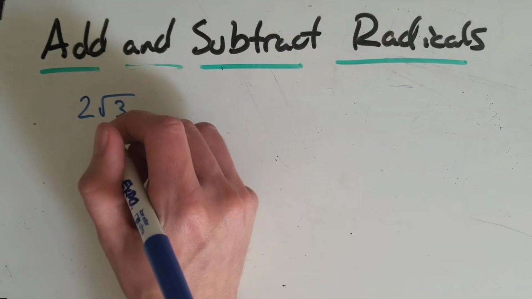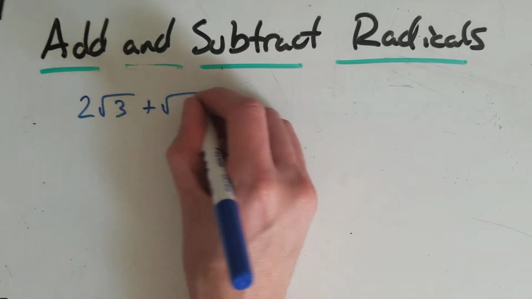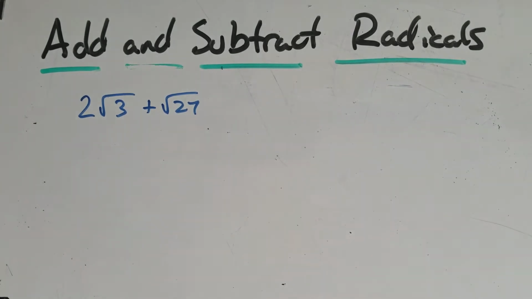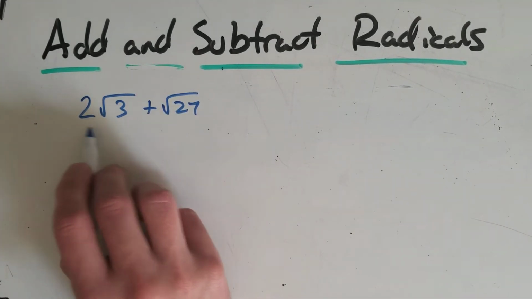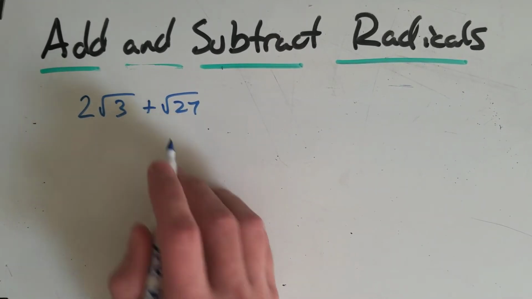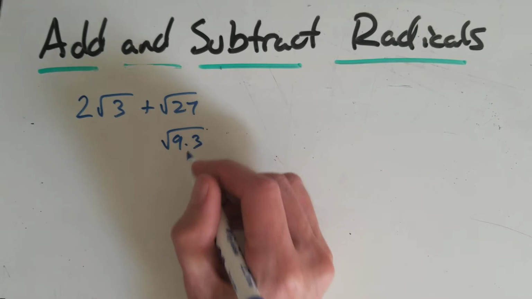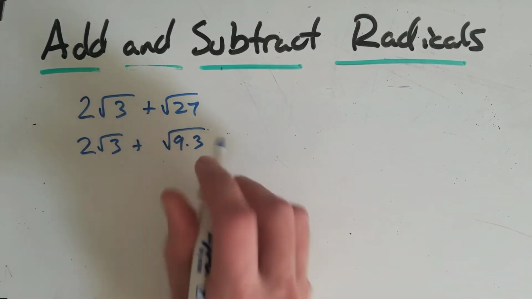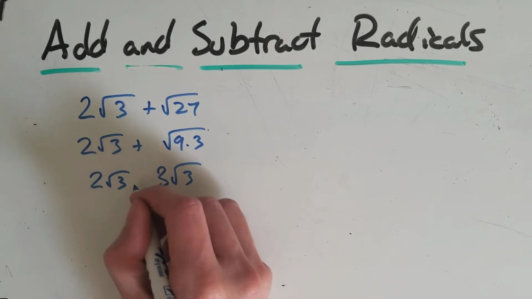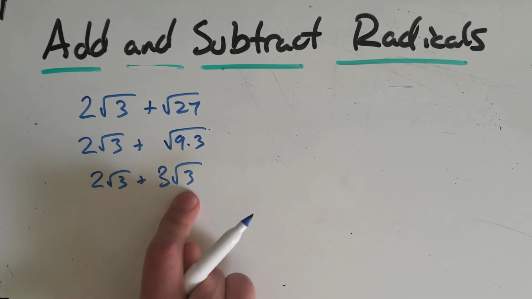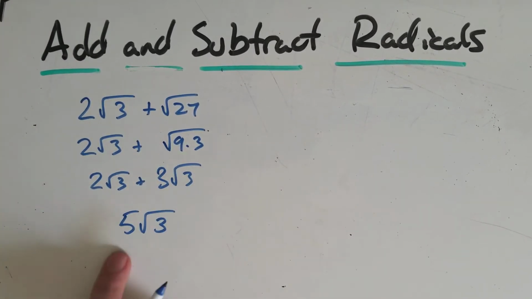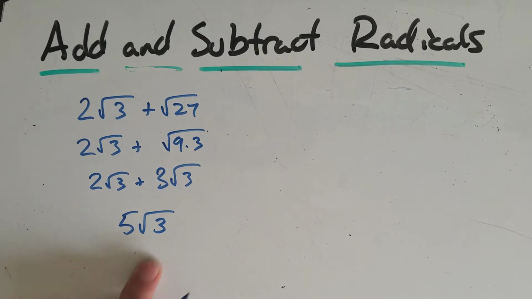Our first one, we have 2 radical 3 plus square root of 27. So for this one, our first term is in simplest radical form, but we need to simplify over here. Square root of 27 is like the square root of 9 times 3, and you can simplify that. That becomes 3 root 3. So we have 2 times the square root of 3 plus 3 times the square root of 3, so in total, we have 5 times the square root of 3.